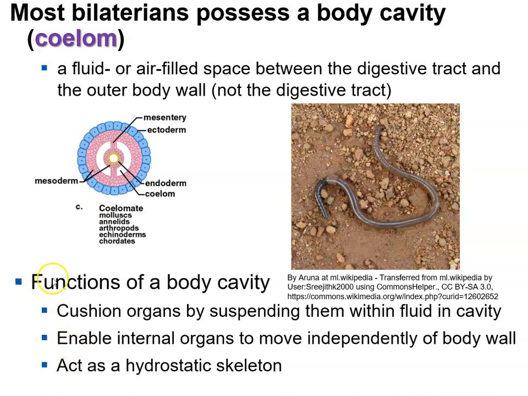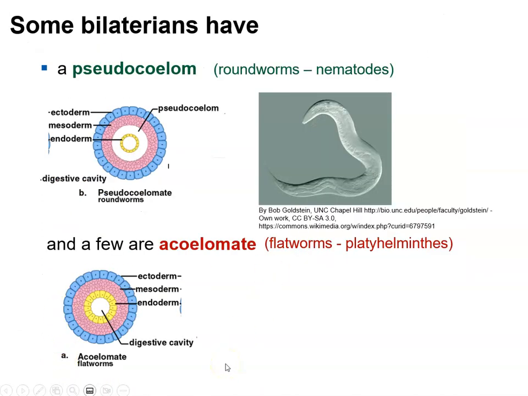Okay, that is the one type of body cavity to start, having a coelom. Again, most bilaterians do have that coelom, but some bilaterians have what's called a pseudocoelom, such as the roundworms or nematodes. See if you can figure out what's different here between the pseudocoelom and the coelom. Something is a little bit different.